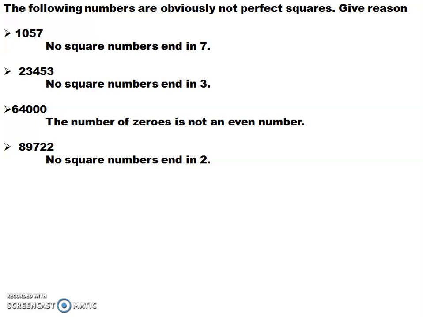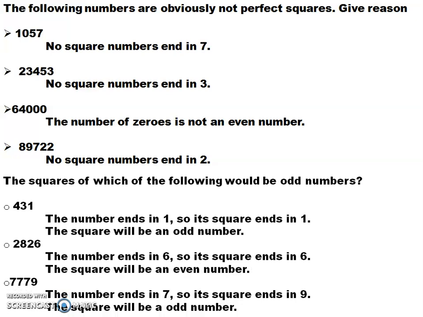Okay, what about this? Why is this not a perfect square? Here how many zeros are there? Here 3 zeros are there. Is it possible to have an odd number of zeros? No. That is why this is also not a perfect square number. Clear?